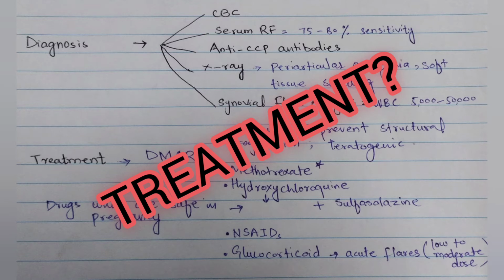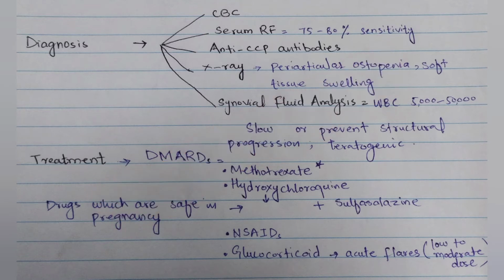Let's talk about treatment. Our treatment is based on some drugs. First one is DMARDs. What is DMARDs? DMARDs are disease modifying anti-rheumatic drugs. These are drugs that can slow the progression of rheumatoid arthritis and save the joints and other tissue from permanent damage. Now what are the drugs which we use in DMARDs? First drug is methotrexate. For first choice treatment of early rheumatoid arthritis, we will use methotrexate.